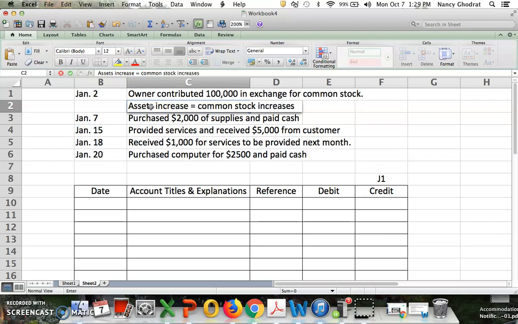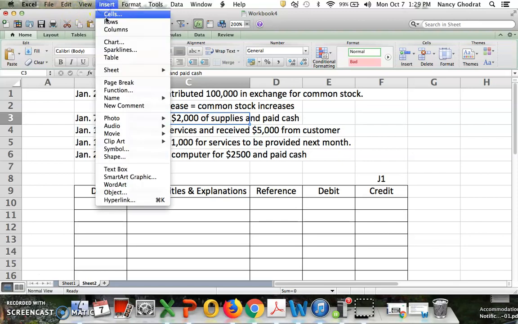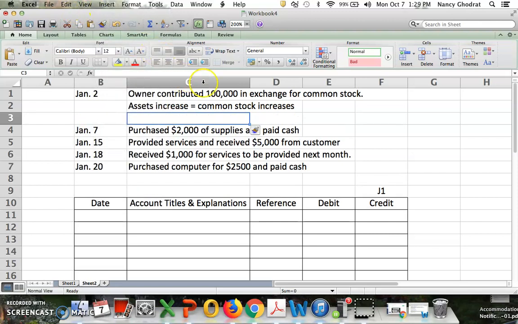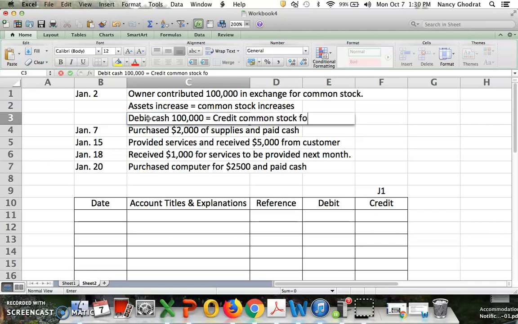Now, we have to convert the increase or decrease, whatever it is, into debit and credit. Based on the convention, to increase any asset, we put the amount on the left side, or debit side. So in this case, the asset cash, we need to increase it, or debit it, by 100K. And based on convention, to increase common stock, we need to credit common stock for the same 100,000.